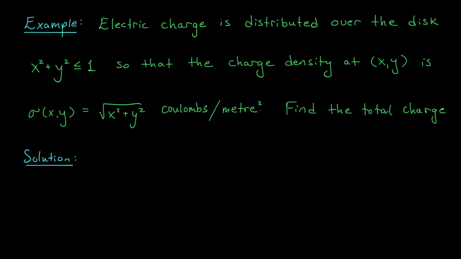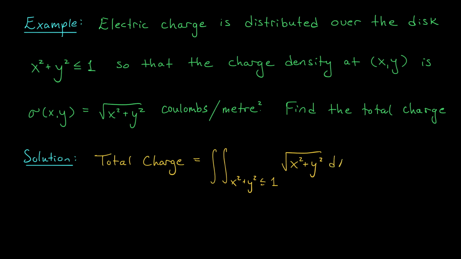Okay, now we've just learned that the total charge is equal to the double integral of our charge density function. So let's write this down. The total charge is equal to the double integral over our region, x squared plus y squared less than or equal to 1, of our charge density function root x squared plus y squared dA.